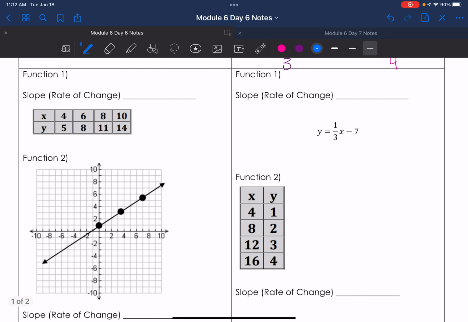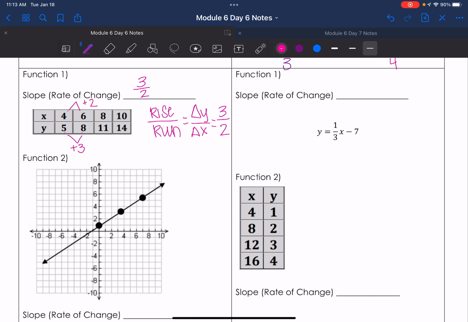Looking at this one right here, again, we are given an x and y table. So we're looking at our change in our y's over our change in our x's. Change in y would be going from 5 to 8, that is adding 3. And then going from 4 to 6, that is adding 2. So remember, this is rise over run, the change in y over the change in x. So the change in y is 3 and the change in x is 2. That makes our slope 3 over 2.